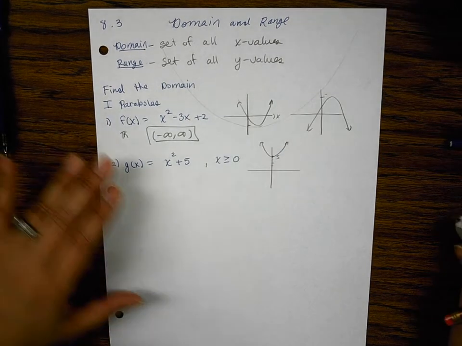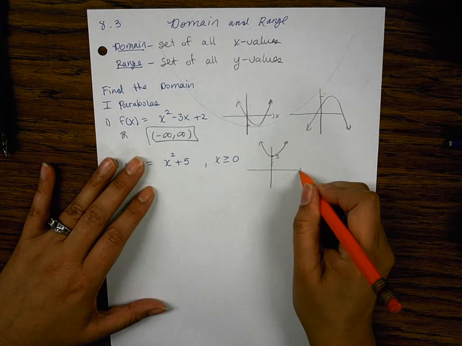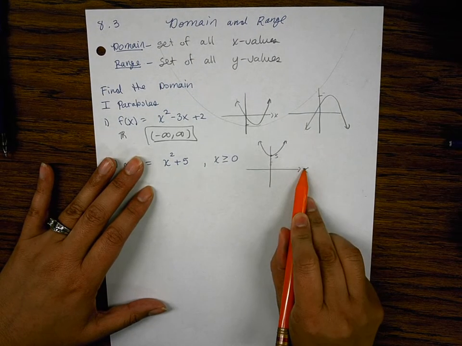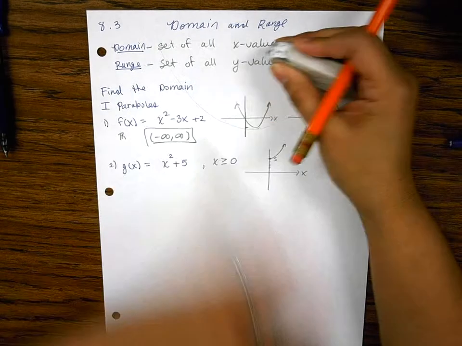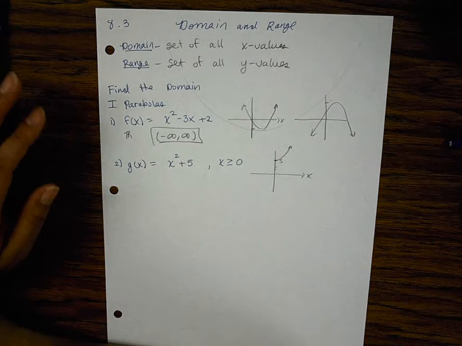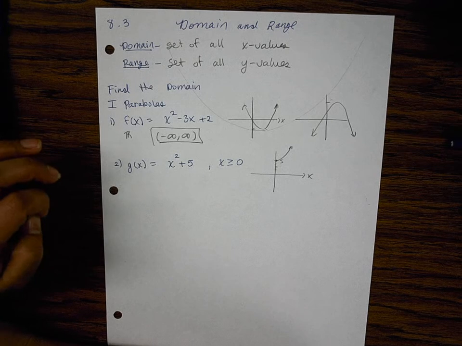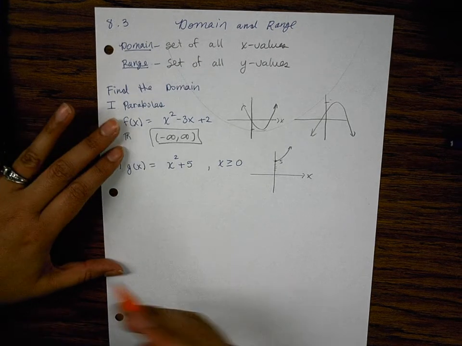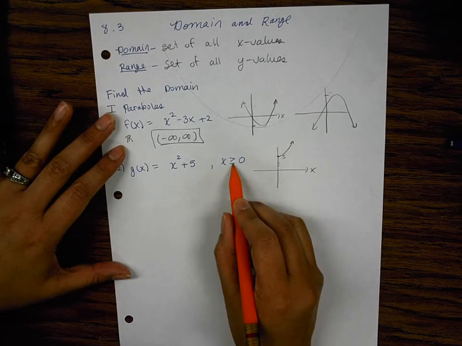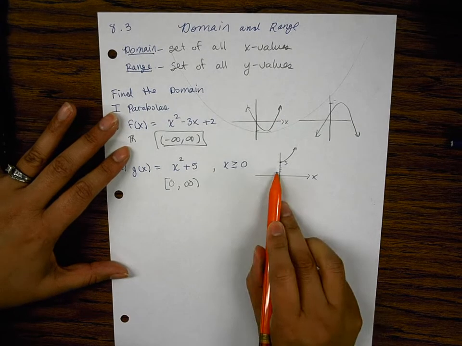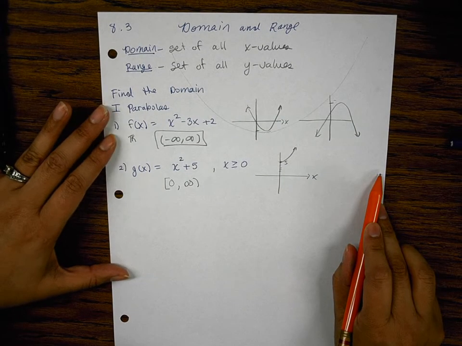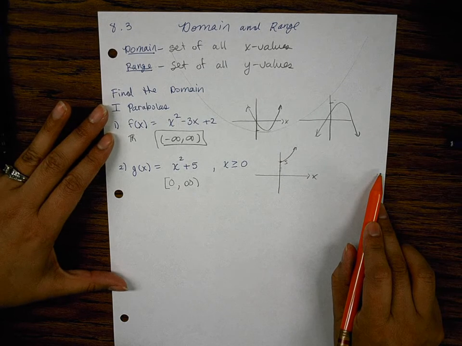But the graph is only defined when x is greater than or equal to 0. Here's the x-axis. Values to the right are greater than or equal to, values to the left are less than or equal to. So all I have is the right side of my parabola. So the domain goes from 0, because it is including 0, bracket on the 0, comma, infinity. It goes from 0 off to infinity.